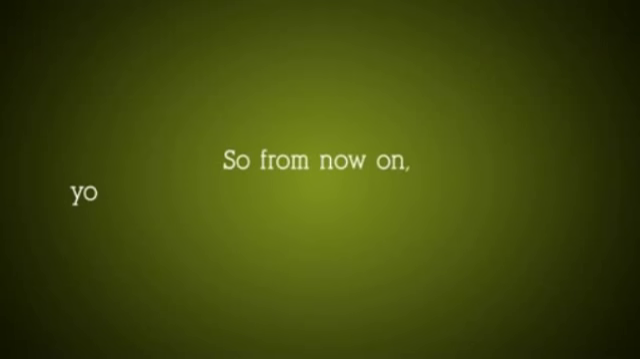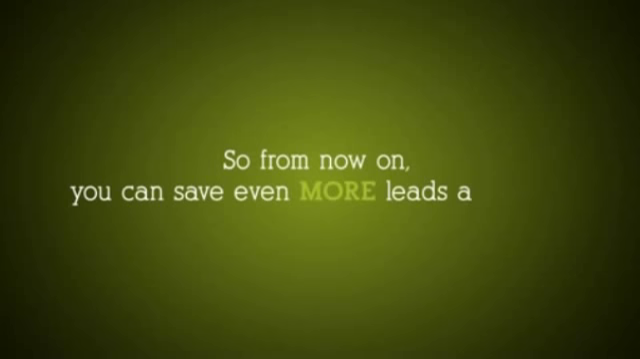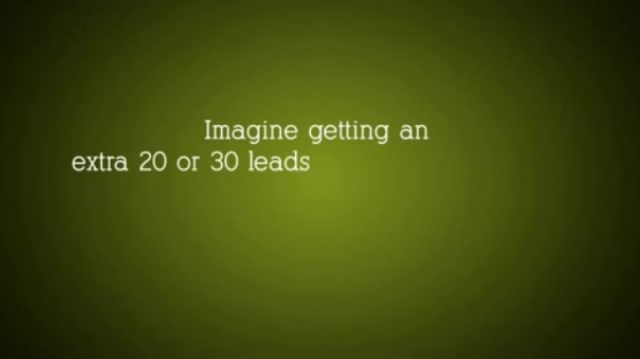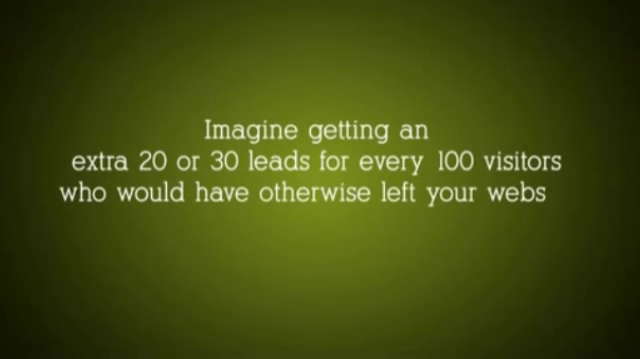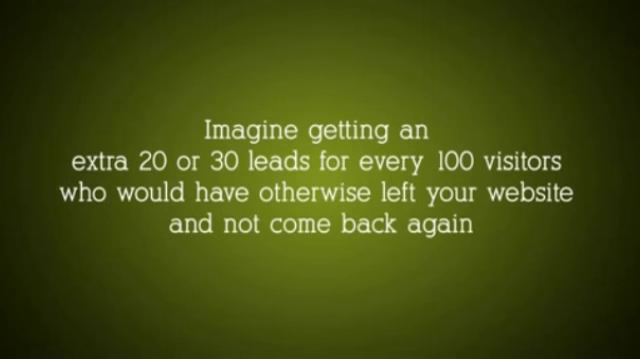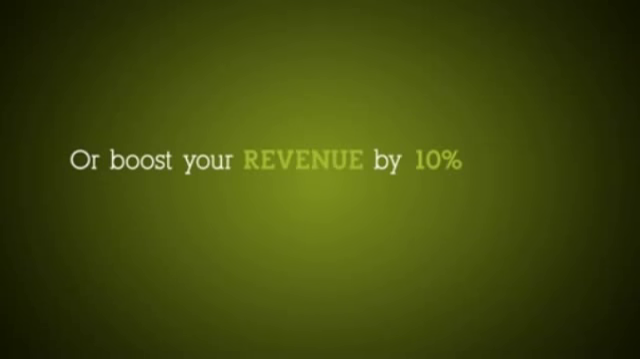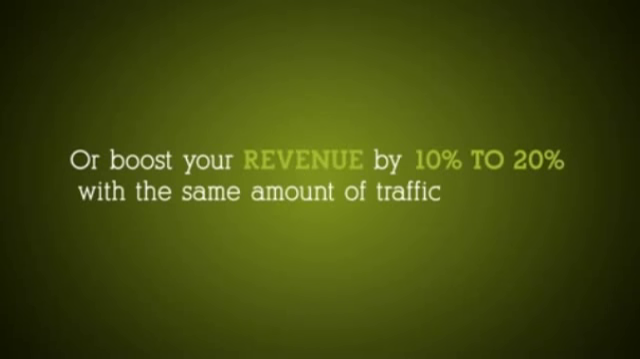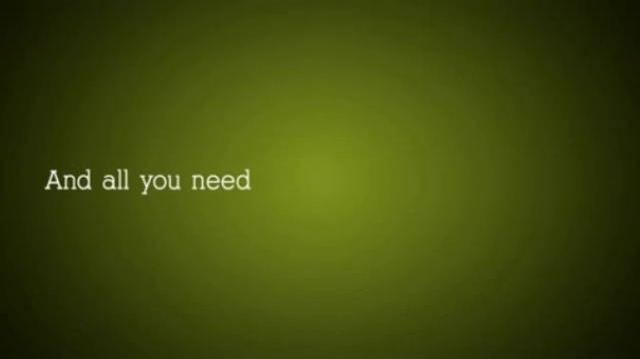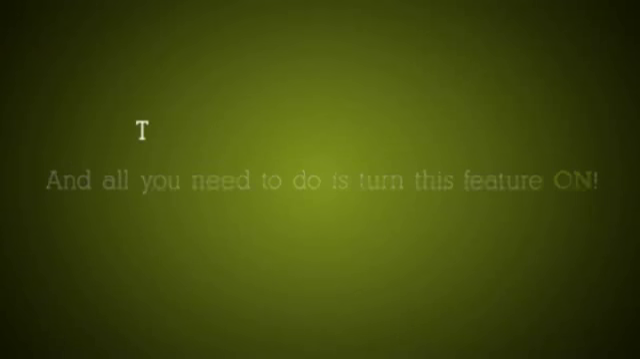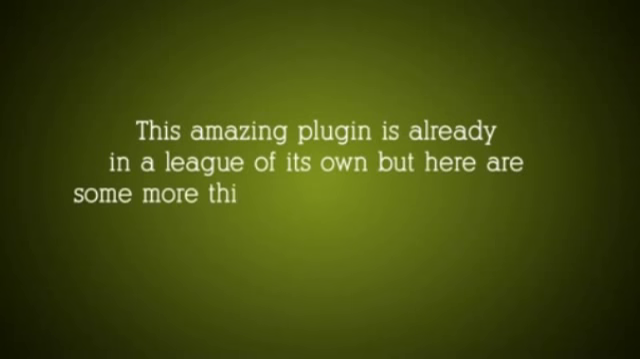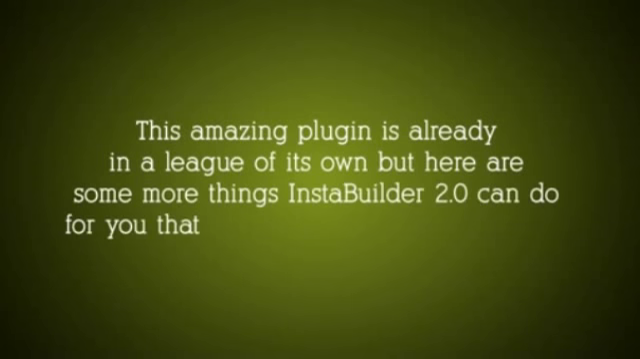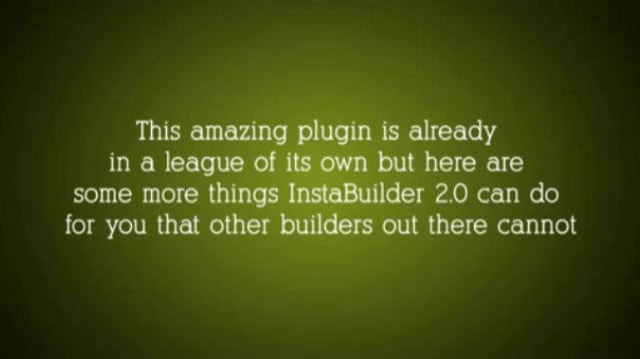So from now on, you can save even more leads and sales. So imagine getting another 20 or 30 leads from every 100 visitors. These are leads who have otherwise left your website never to be seen again. Or boost your revenue by 10 to 20% with the same amount of traffic and effort. And all you need to do is turn this feature on. This amazing plugin is already in a league of its own. But here are some things InstaBuilder 2.0 can do for you that other builders out there cannot.